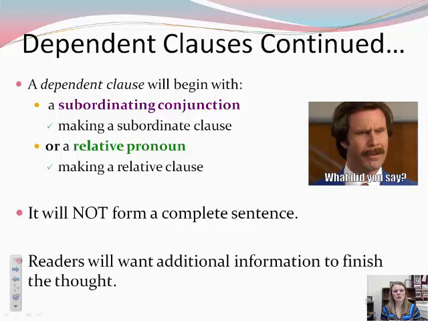Okay, so a dependent clause will begin with a subordinating conjunction, in which case it makes a subordinate clause. We've already talked about this. Or it will begin with a relative pronoun, in which case it makes a relative clause. It will not form a complete sentence. That's why it's called dependent, because it depends on a main clause to be complete. And readers will want additional information to finish the thought.